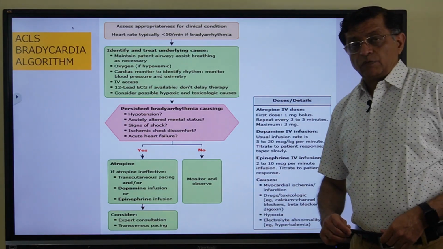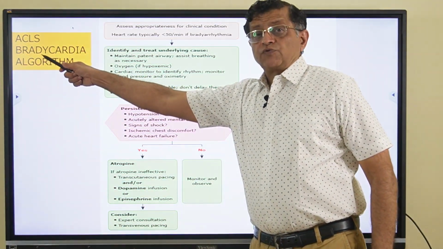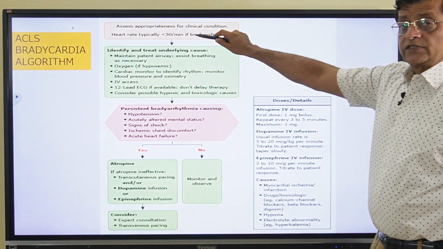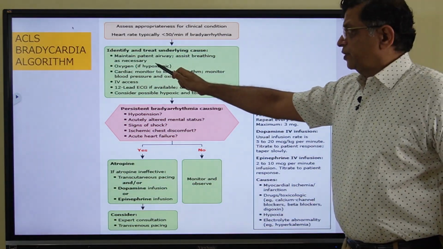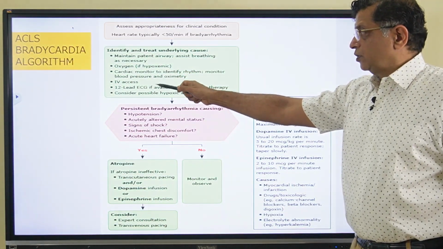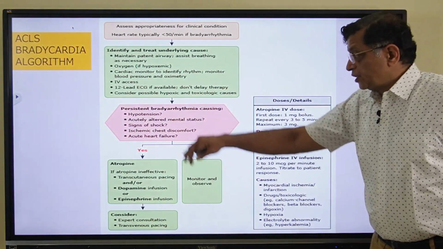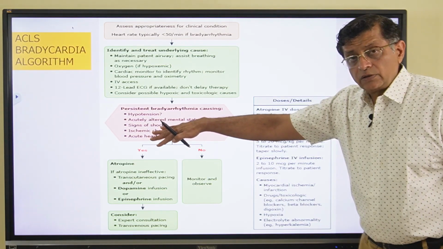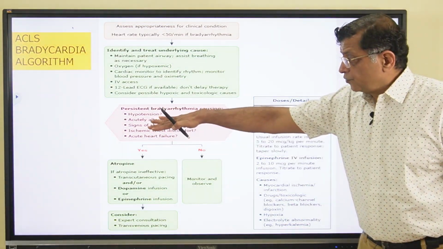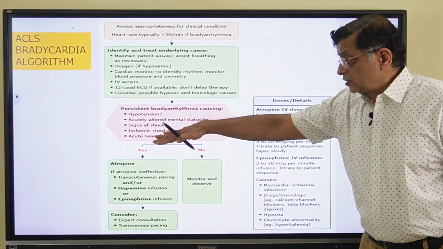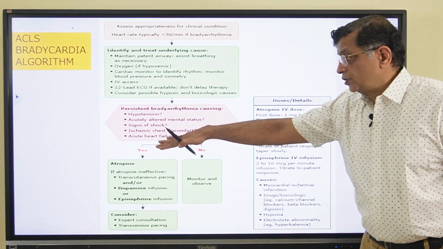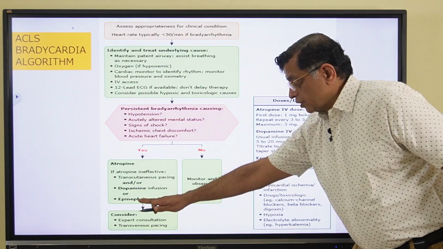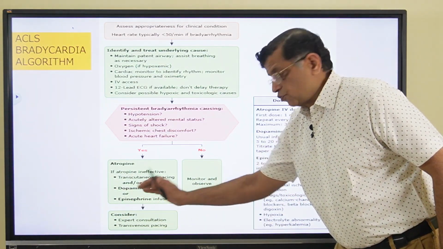What do we do in complete AV block? First follow the ACLS bradycardia algorithm from the American Heart Association. Whenever the heart rate is less than 50 per minute, maintain a patent airway, ABC, oxygen, cardiac monitor, IV access and a 12-lead ECG. If the patient has symptoms of decreased cerebral perfusion, that means features of hemodynamic instability in the form of hypotension, altered mental status, signs of shock, ischemic chest discomfort or acute heart failure, then immediately give atropine and follow it up with transcutaneous pacing or beta agonist infusion if required.